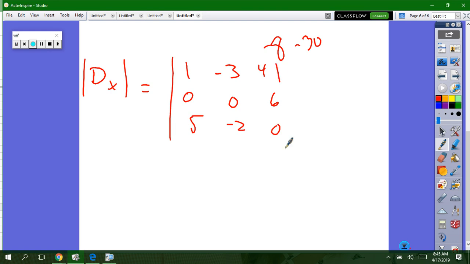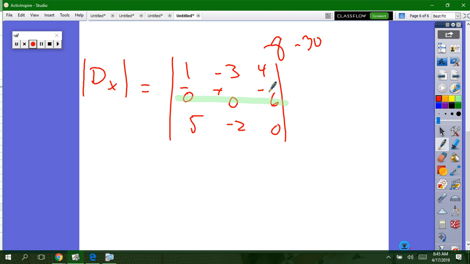Ladies and gentlemen, I don't know about you. I'm definitely doing minors and cofactors and not extending with the first 2 columns. Can anybody tell me why? Look at our row. Just staring right at us, right? A 0, 0, 6, that's really nice. Would you guys agree? So therefore, I'm going to use that row. Okay. With that being understood, this is negative, positive, negative. Does everybody understand where I'm getting the negative, positive, negative from?